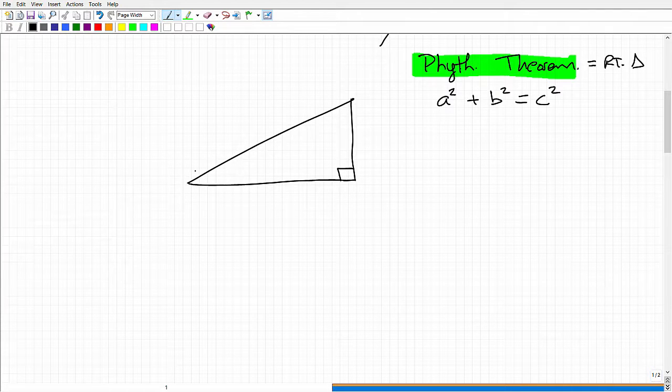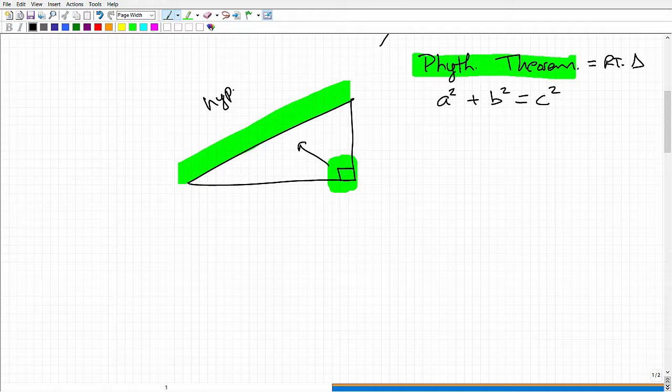Now, if you look here, what is the longest side of this right triangle? Well, this is the longest side of the triangle. It's always opposite of where the 90 degrees is. The side opposite is always the longest side. In geometry, we have a fancy name for that. It's called the hypotenuse. That's the longest side of a right triangle, and that is the c. So the c in this equation is always the longest side of a right triangle.